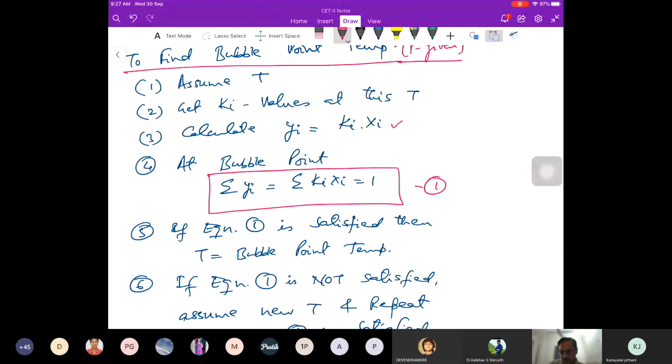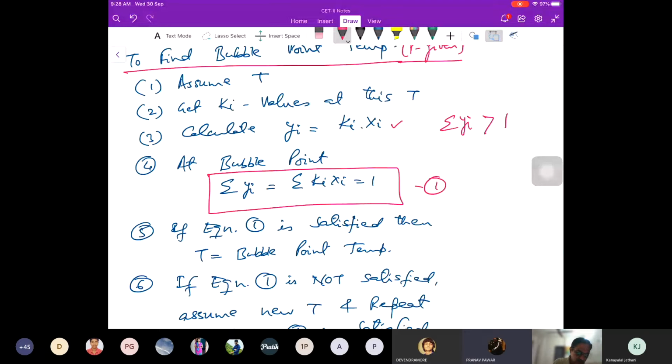Yes सर. Right. So in this case, if you see that summation, suppose I say that summation of Yi is greater than 1. आवाज आ रहा है मेरा? आ रहा है सर. सर एक doubt था.